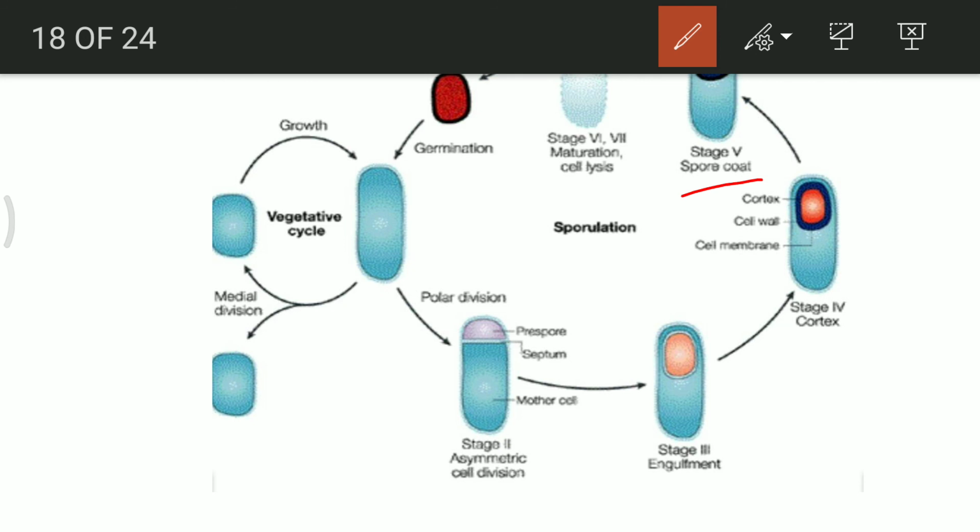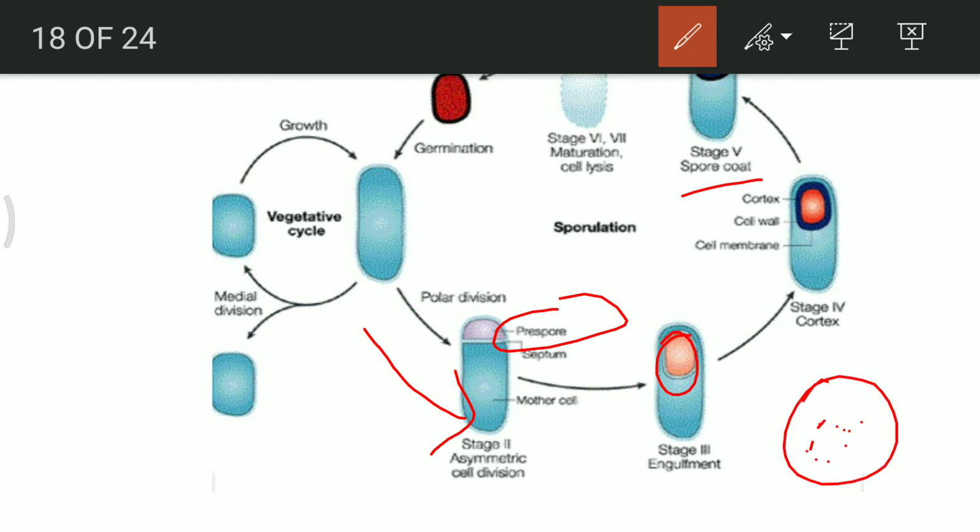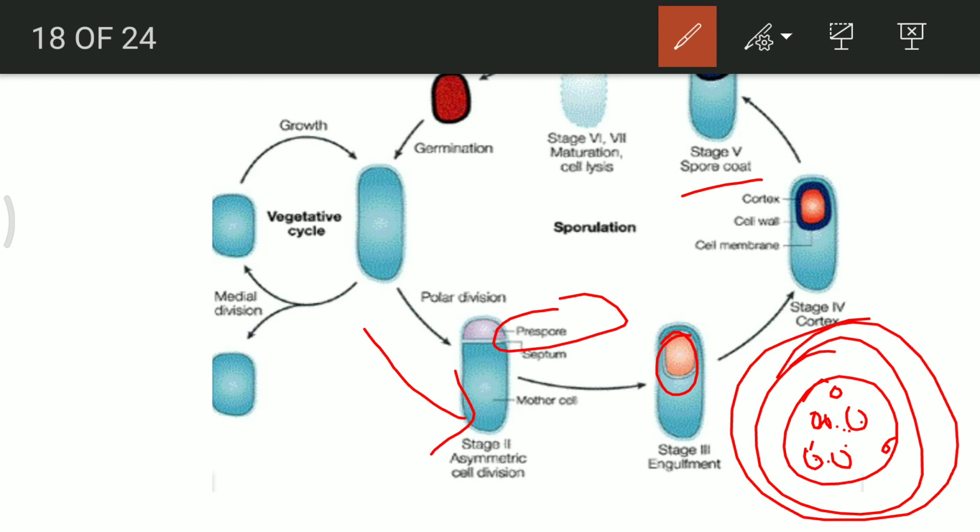Whenever the unfavorable condition arises, the first thing which happens is that a pre-spore is formed, which has a septum, and a mother cell is there. Along with it, there is the presence of the entire nucleus within this area, and the nucleus starts dividing. The nucleus is dividing continuously, and as the nucleus divides, a little amount of cytoplasm is held along with it, and this entire cell has several outer walls present.